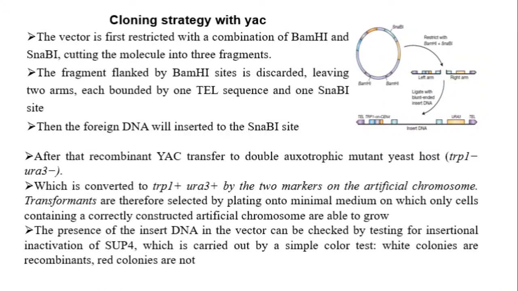So this is the structure of YAC, the properties of YAC, and the cloning strategy used in YAC. I hope you understood the yeast vectors and the different types of yeast vectors. We explained YEp, YRp, YIp, and finally YAC, yeast artificial chromosomes. These are the vectors used for yeast cloning. I hope you understood these yeast cloning vectors.